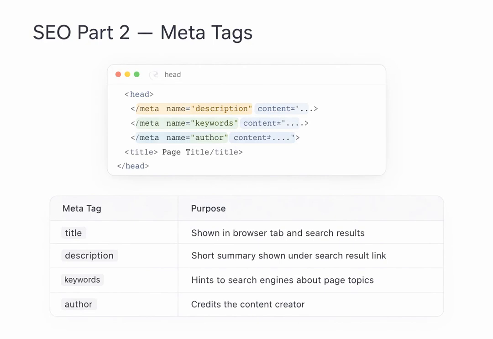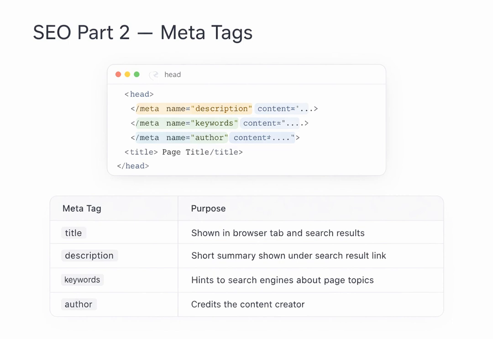The second part of SEO is meta tags. Meta tags live inside the head section of your HTML document. They're not visible to users on the page, but they're extremely important for search engines. The title tag is what shows up in the browser tab and as the clickable link in Google search results. The description meta tag provides a short summary of your page. That's the little snippet of text you see under a link in search results.